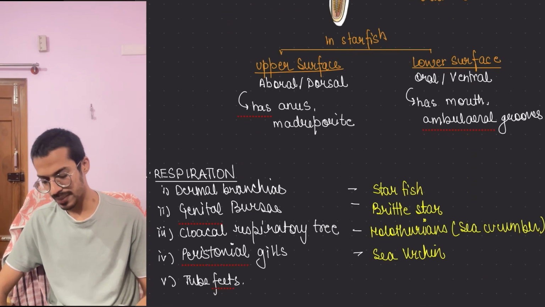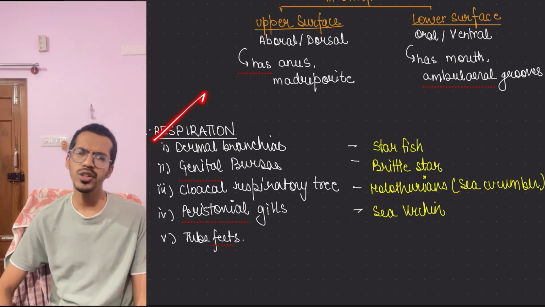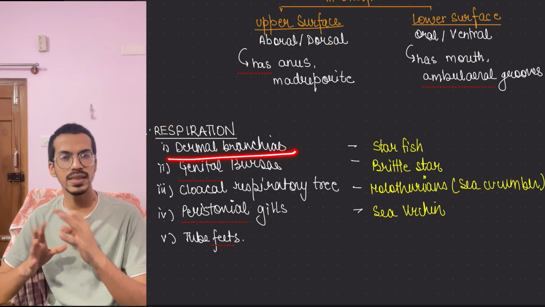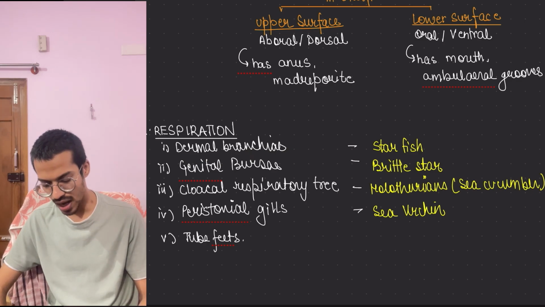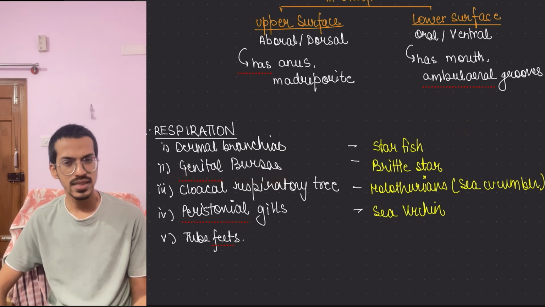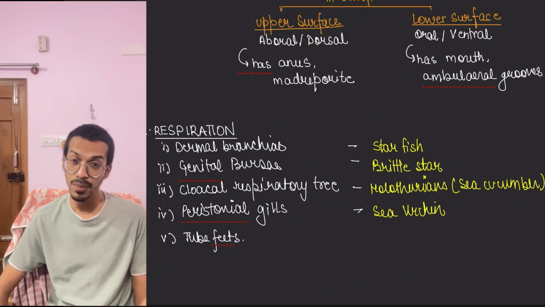Just remember that. Then respiration: different ones have different ways. For example, dermal branchiae on the upper surface, that is in starfish. Then we have genital bursae, certain structures present on the genital area, in the brittle star.